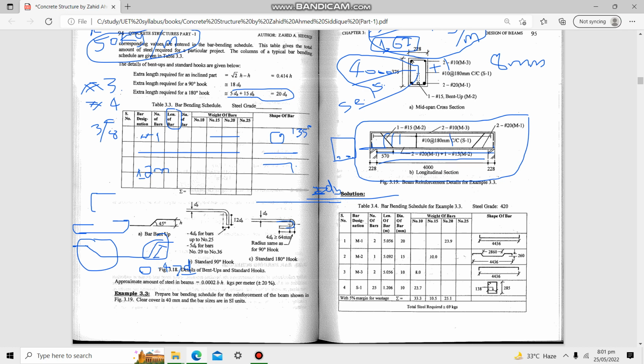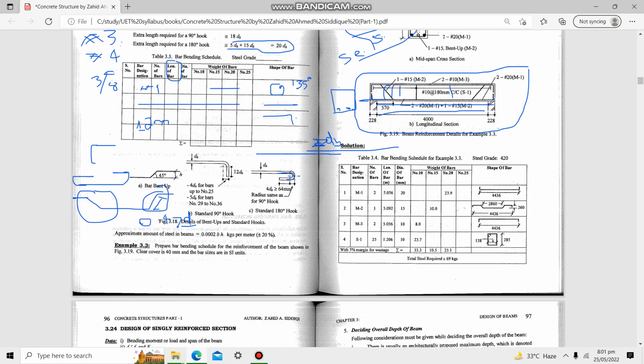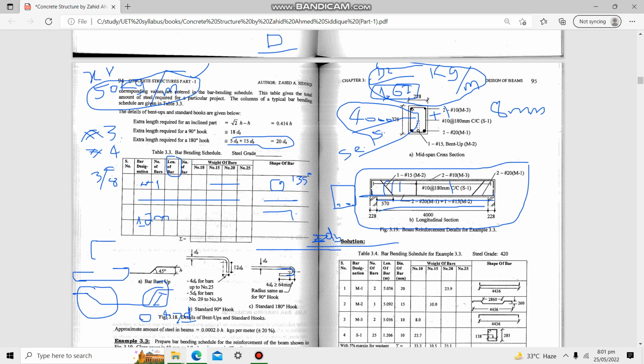So in this way we will be able to make a chart for our beam, and in the same way we calculate the steel for every other individual element. So that was all related to the beam.